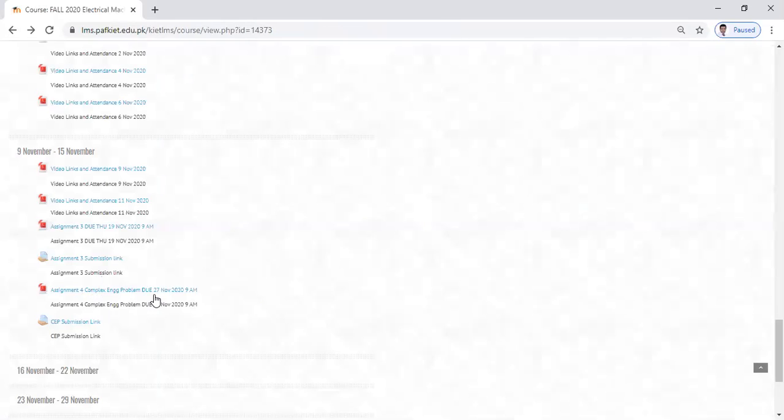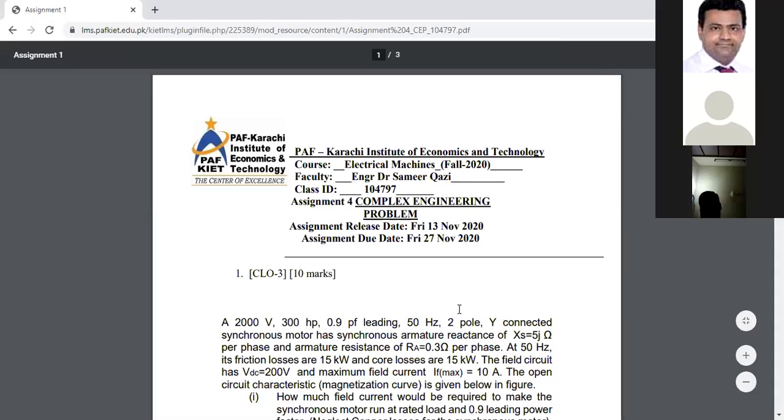which is released today, 13th November. The due date is 2 weeks, since it is a little bit involved problem, you have to think about it. And the due date is 27th November, which is 14 days from now. So you have to submit both assignment 3 and assignment 4. Both are from CLO3. Let's look at assignment 4. Today, in today's lecture, I'm just going to discuss this. Nothing new. We will start DC machines from next week.